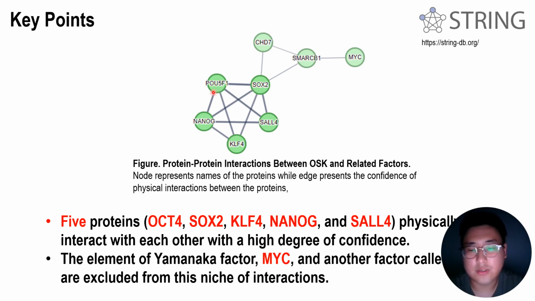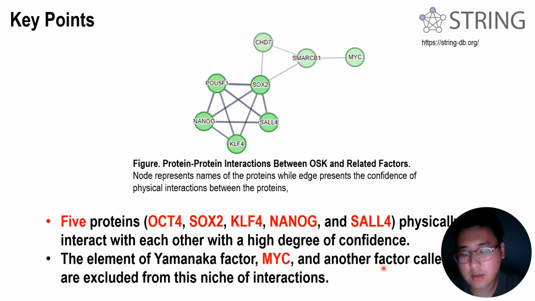And here you can see OSK, and there are two other factors, NANOG and SALL4, and they form a physical interaction with each other. So the nodes are just the protein names, and the edge is a degree of confidence. And the interesting thing is that they actually form an interchangeable complex with each other, but MYC, another Yamanaka factor, is not included in this set. So the five proteins physically interact with each other with a high degree of confidence, but MYC does not.